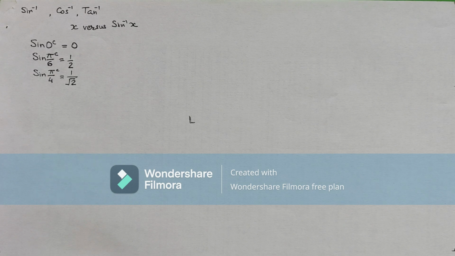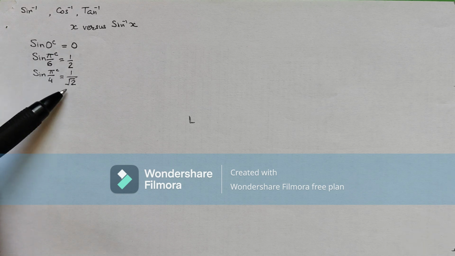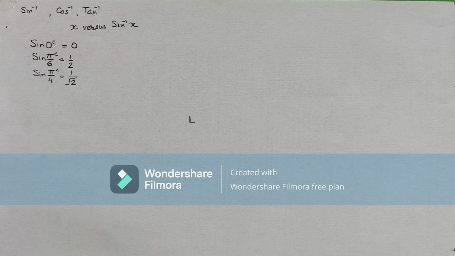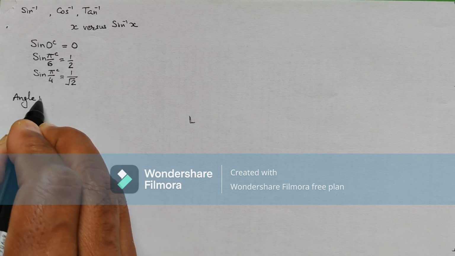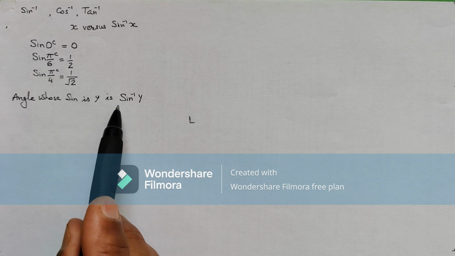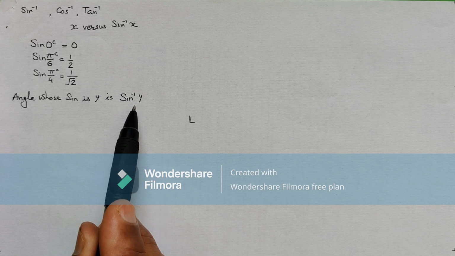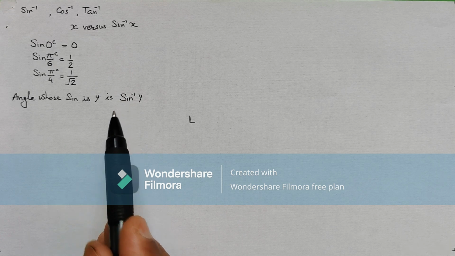A corresponding inverse trigonometric function does just the reverse. It takes the ratio sine, this number, as input and gives the angle whose sine it is. The mathematical symbol for angle whose sine is y is sine inverse y, written as sine with a minus 1 in the superscript y, pronounced as sine inverse y.